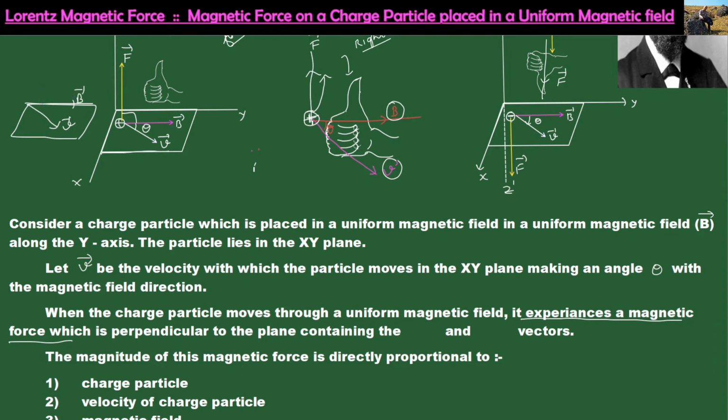Then the direction in which my magnetic force is experienced will be the direction of my magnetic force, and this magnetic force is always perpendicular to the plane containing the v and the b vector. Similarly over here also, this is for the positive charged particle, and this will be for the negative charged particle. The velocity is acting in this direction, and the magnetic field is acting in this direction.